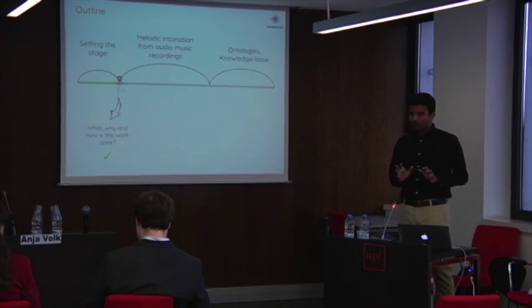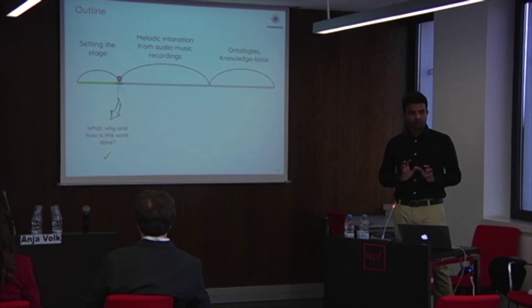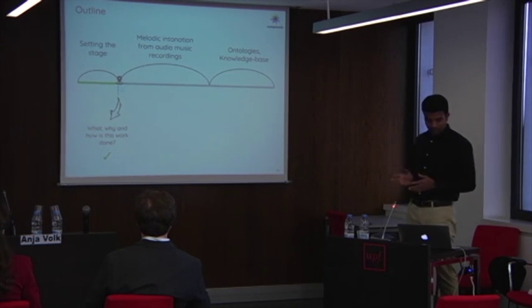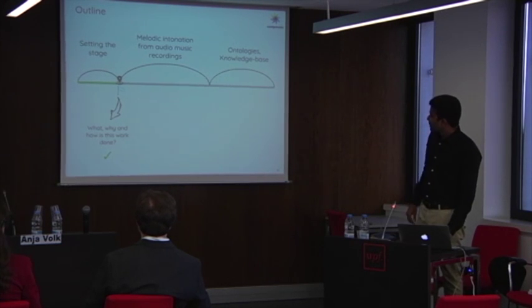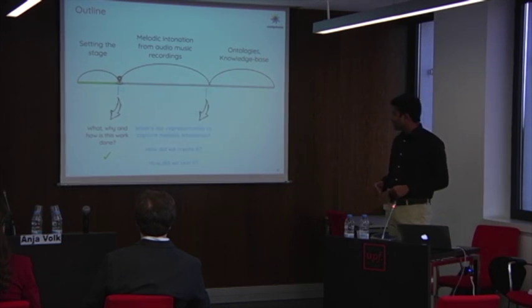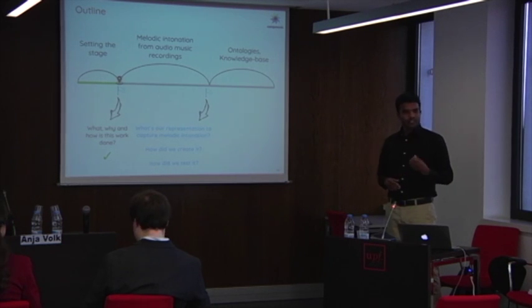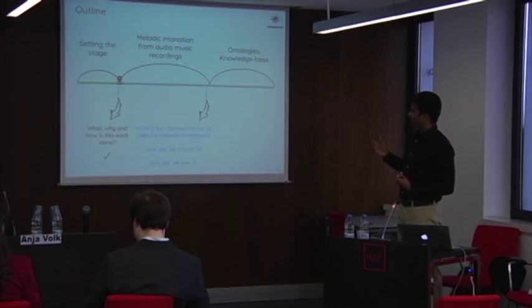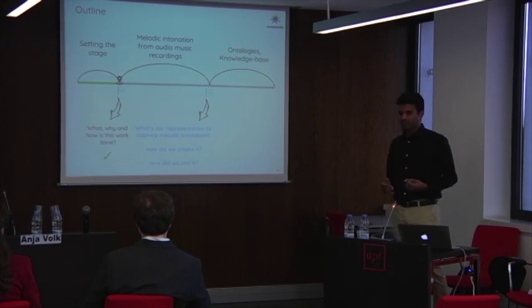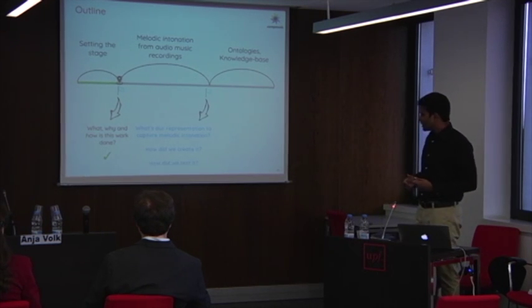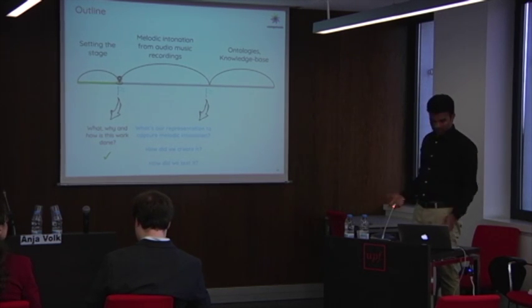And with that, I hope you get a sense of what this work is about and why we went about it and how we planned to achieve it. And this is the start of the second part. Here we deal with getting a representation for melodic intonation from audio music recordings, and we would like to answer these questions by the end of that part. So basically, what's our representation to capture melodic intonation, how did we create it, and how did we test it.